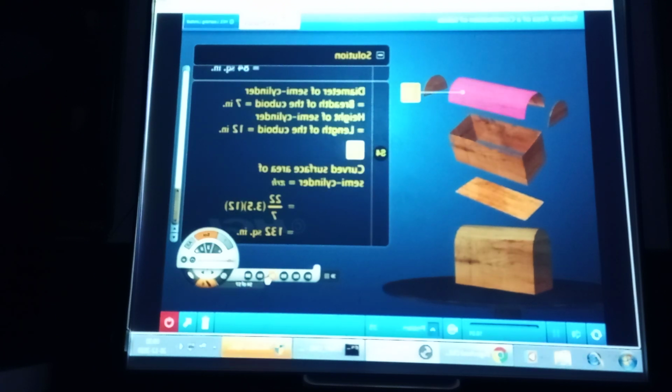Now we find the curved surface area of the semi-cylinder. Notice that the diameter of the semi-cylinder is the same as the breadth of the cuboid and height of the semi-cylinder is equal to the length of the cuboid. Thus, we put in the values and find the curved surface area of the semi-cylinder.